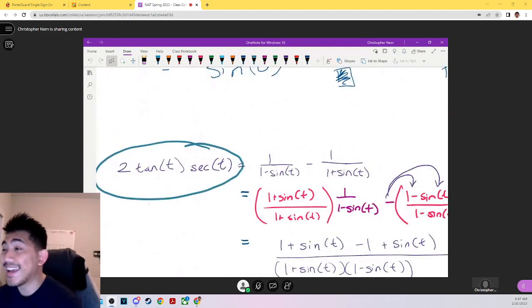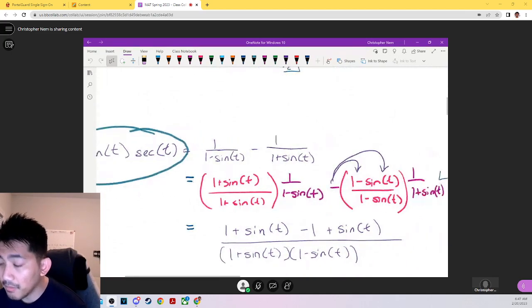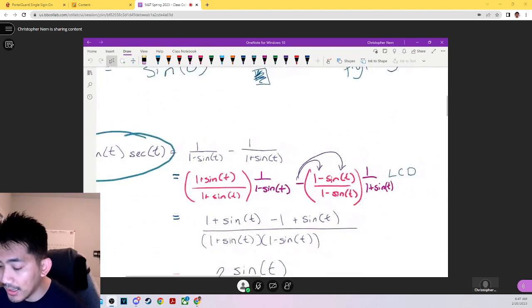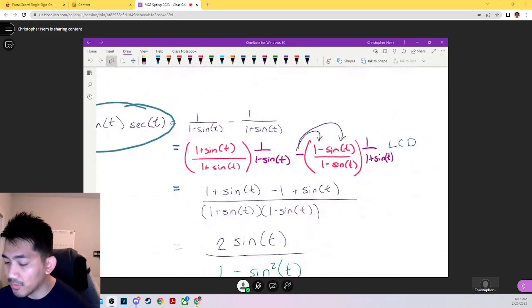So we have 2 tan t times secant t equals 1 minus sine t minus 1 over 1 plus sine of t. So this is subtraction. A lot of people struggle with subtraction with fractions. So you got to get the common denominator. Now, it's important because it's subtraction, you have to distribute that negative out. You have to. Don't make that mistake. Distribute that negative out, and then you have a new expression.